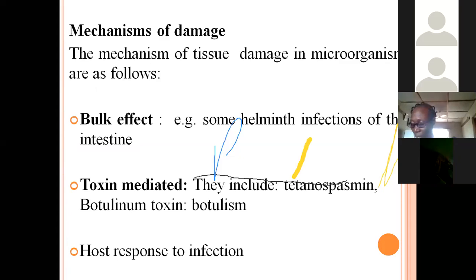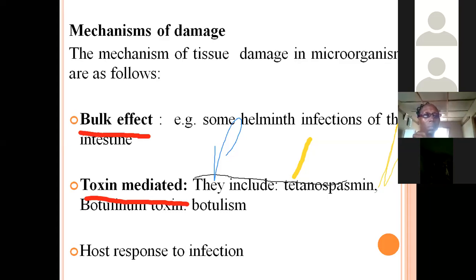So we want to look at mechanism of damage, the process of damage. Now looking at the process of damage, there are three major mechanisms. First one is bulk effect. This bulk effect of tissue damage, we can see it in infection of the intestine. All these worm infections could block the hollow organs, thereby causing damage to the organ. And that's what we can see in cases like elephantiasis, in which the worm will block the lymphatic vessels, thereby causing fluid to be lost into the extravascular spaces.